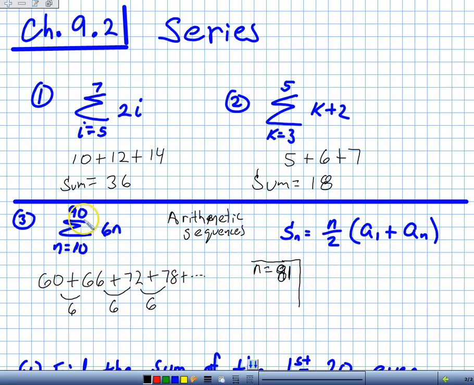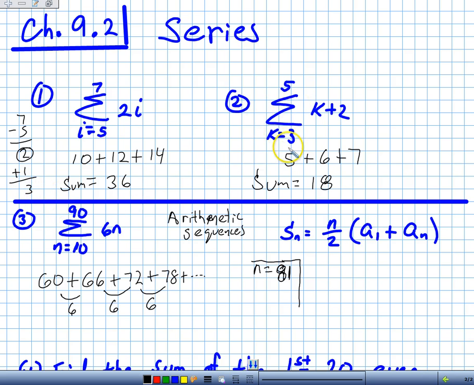Isn't it just 80? It starts at 10 and it goes all the way to 90. It's 81. Let me show you something up here. What is 7 take away 5? The answer is 2, right? But how many terms did I end up adding? 3. So it's this 2 plus 1.